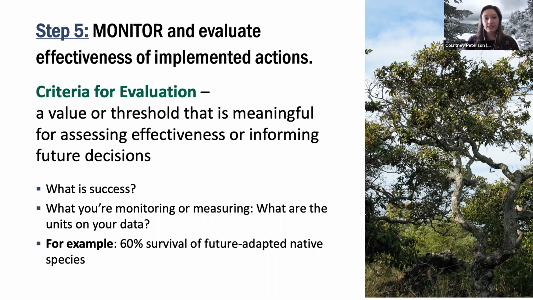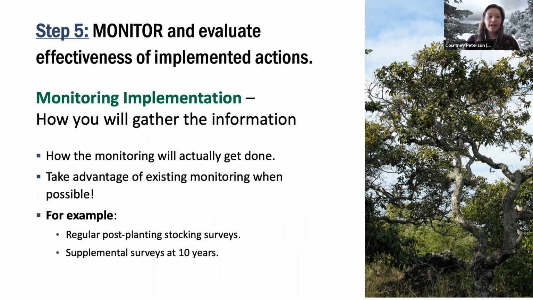For example, we could say that having a criteria of 60% survival of those future adapted native species represents success. And then finally, how are you implementing your monitoring? How are you actually going to gather your information moving forward? And how are you going to actually track what's getting done on the ground?